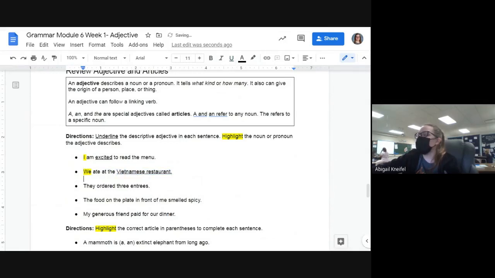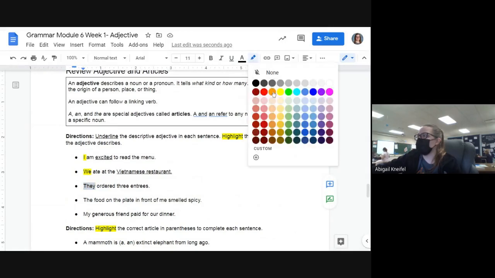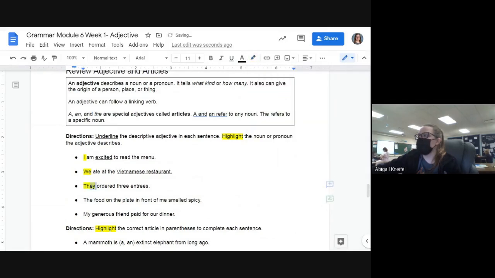They ordered 3 entrees. Anyone? They ordered 3 entrees. Who are we talking about? They. We're talking about they did something. 3 is our adjective. Entrees is our subject. So we're talking about entrees. Our descriptive word is 3, and it's telling us how many.